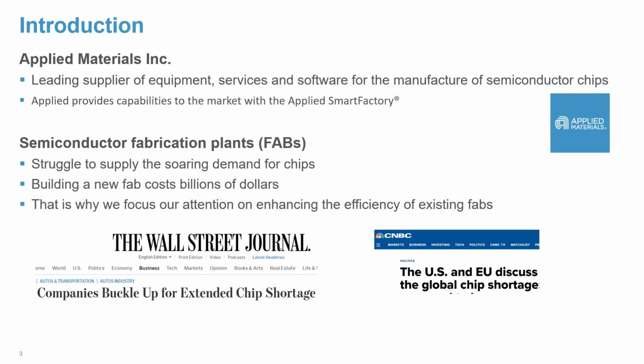A bit of background: Applied Materials supplies equipment, services, and software for the manufacture of semiconductor chips. As you may know, there is a global shortage of chips, and fabs are struggling to supply the demand. Building new fabs is expensive and costs billions of dollars. That is why we focus our attention on improving the efficiency of existing fabs.